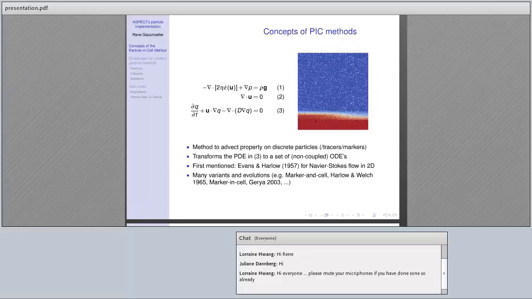The first reference to this method I found, or is generally known, is actually quite old. It's from the 1950s by Evans and Harlow as a method to solve Navier-Stokes flow in two-dimensional domains. Later on, there were many variations of this method. For example, the marker and cell method, which was used to track the free surface of a fluid, or other methods. For example, in geodynamics, there's a quite well-known paper by Gerya in 2003 describing how to use the marker and cell method for lithospheric models.